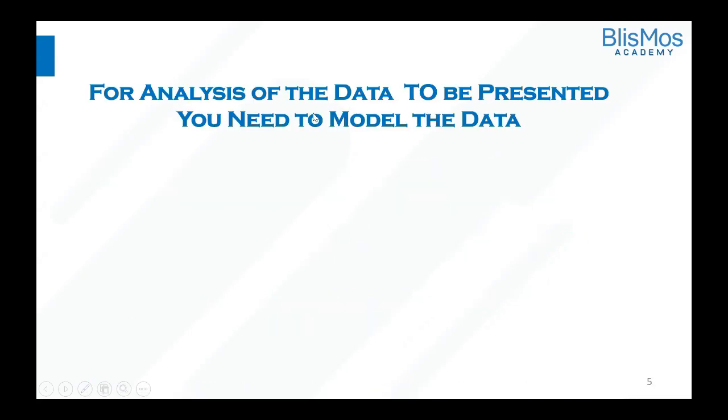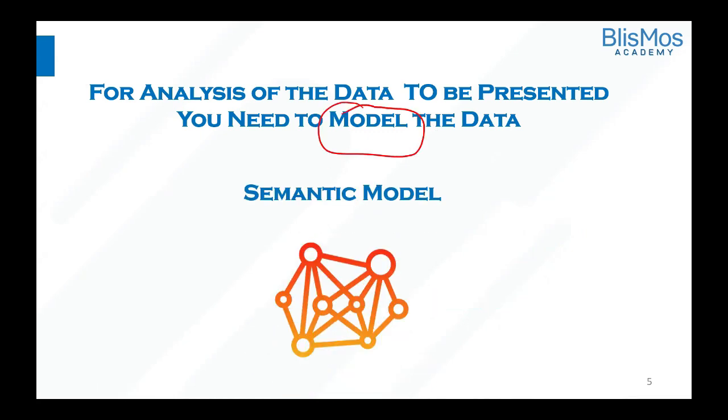There are different things we can do to prepare the data. But one of the very, very important aspects of preparing the data is modeling the data. Within modeling the data, we have something called semantic modeling. Whenever you talk about reports, whether in Fabric or any other BI platform, you hear this term often: semantic. So in order to prepare the data for analysis, you have to model the data. Within that, semantic modeling is one of the very, very important aspects.